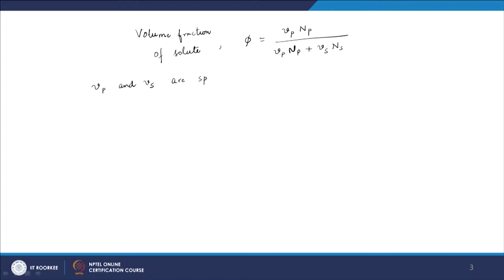So, before this, if I want to define the volume fraction of solute, I can define phi as something like the following, where Vp and Vs are specific volumes of solute and solvent molecules.